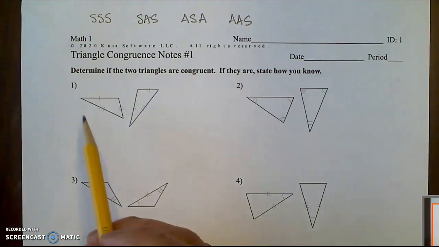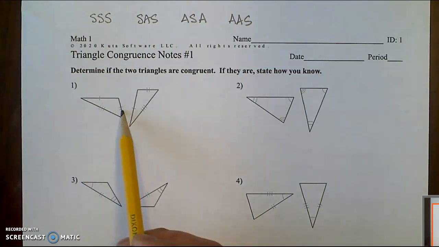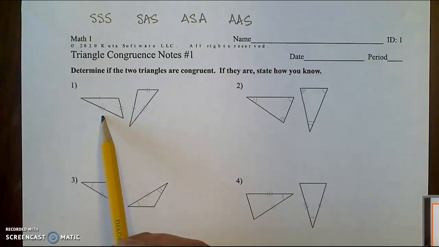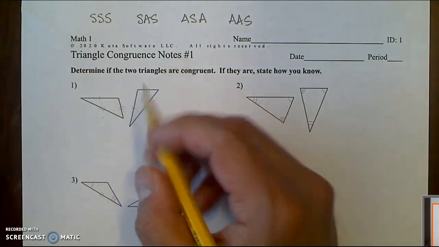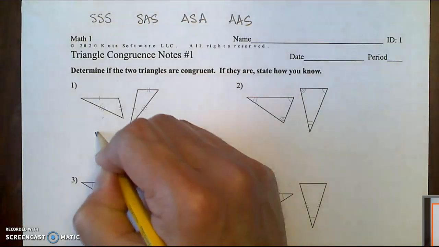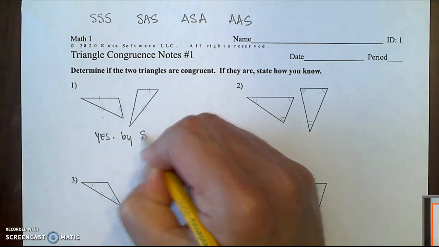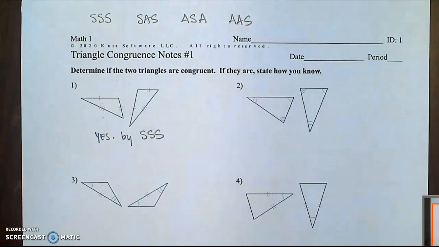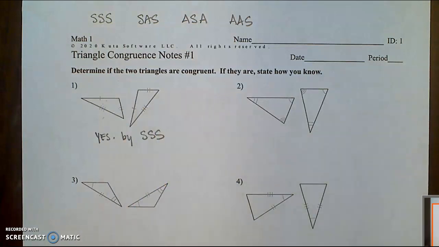Take a look at number 1, and we see that we have 3 sets of sides tick marked, and we see that the other triangle has the same set of tick marks. Because we have those markings, we know that these two triangles are congruent. So we're going to say yes, they are congruent by the side, side, side postulate, because they have all 3 sets of sides tick marked to be congruent.